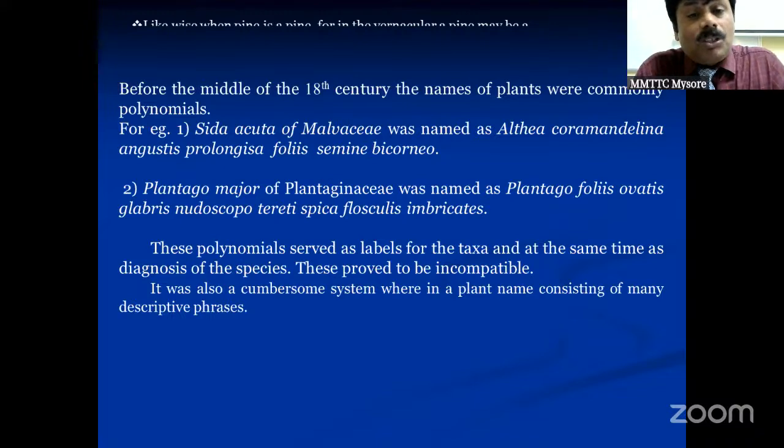That's why they came to a consensus: there should be a binomial system of nomenclature. It was recommended by Rivinus, 1689. So these polynomials served as labels for the taxa and at the same time as the diagnosis of the species. The way we talk in the practical classes, when you take out the plant: habit, habitat, then inflorescence, all those availabilities, all those we speak of in practical classes. That is not the proper nomenclature. It's a cumbersome system wherein a plant name consists of many descriptive phrases.